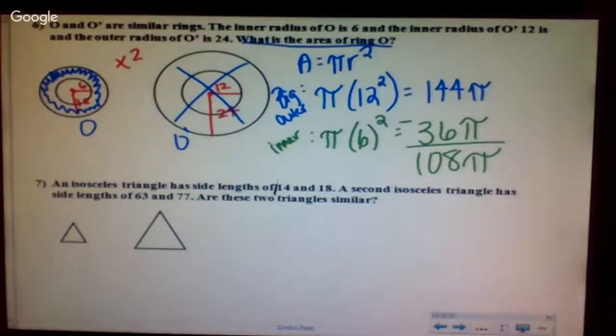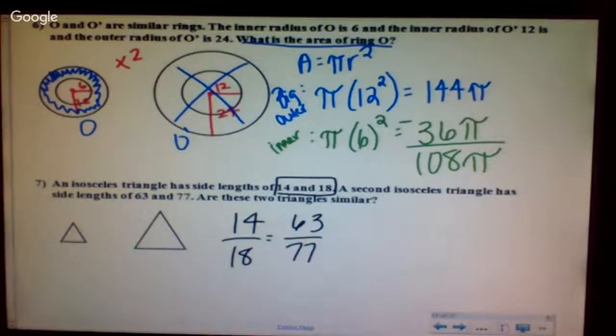Easy. All right, I know what to do. We're creating a fraction of our first triangle, so 14 over 18. What should my second fraction look like then? 63 over 77. If this is small over large, that should be small over large. So now we cross multiply.